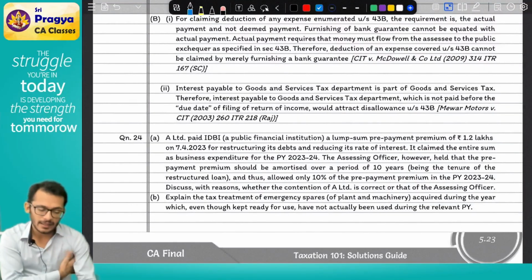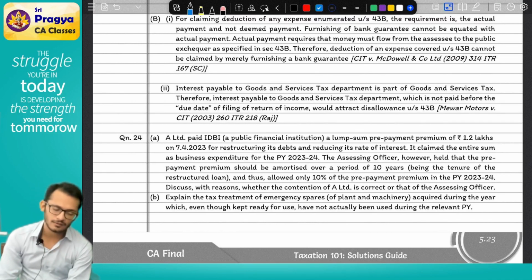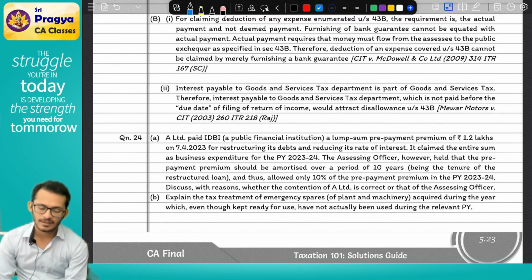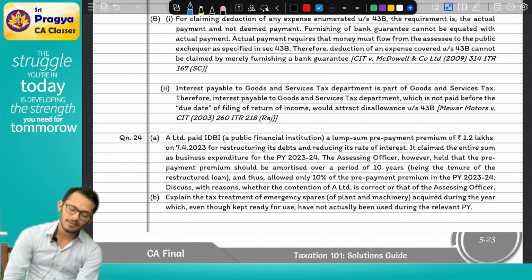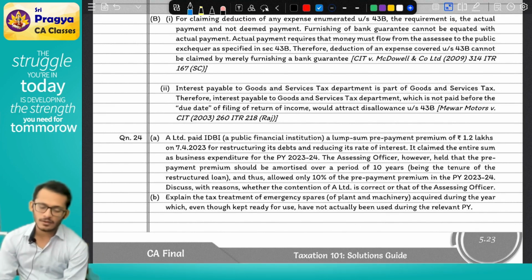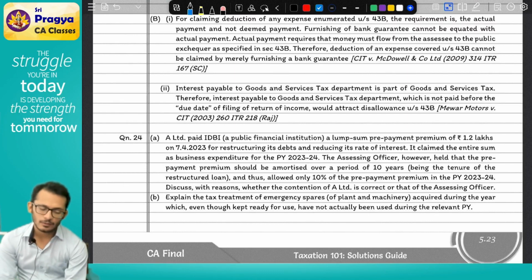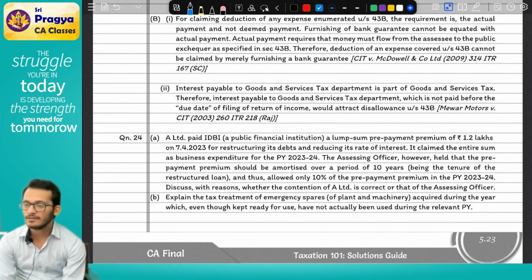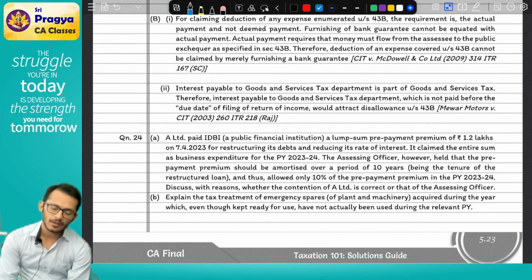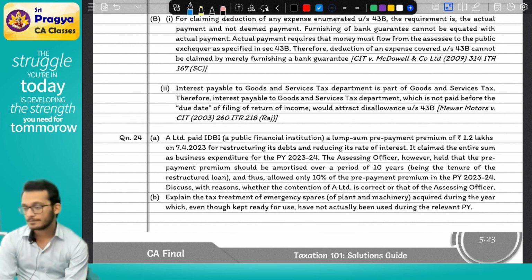A Limited paid IDBI, a public financial institution, a lump sum prepayment premium of 1.2 lakhs on 7/4/2023 for restructuring its debts and reducing its rate of interest. It claimed the entire sum as business expenditure for the assessment year 2023-24. The assessing officer, however, held that the prepayment premium should be amortized over a period of 10 years, being the tenure of the restructured loan, and thus only allowed 10% of the prepayment premium in previous year 2023-24. You are required to discuss with reasons whether the contention of the assessing officer is correct or not.